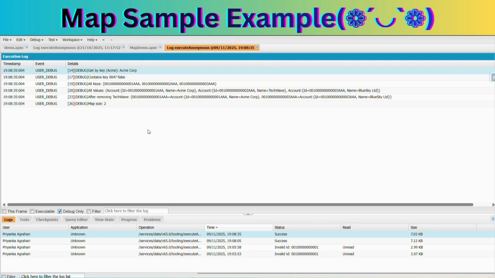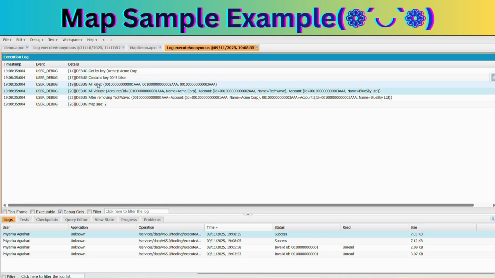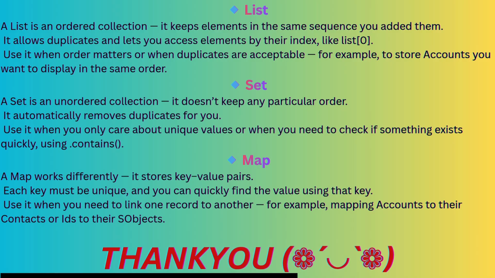Let's discuss some differences between list, map and sets in the next segment. So let's start. If we compare list, set and maps, basically list is an ordered list, but set and map are not ordered. If we talk about duplicates, in a list duplicates are allowed, but in a set duplicates are not allowed, and in a map keys must be unique. This is the main point of these three.